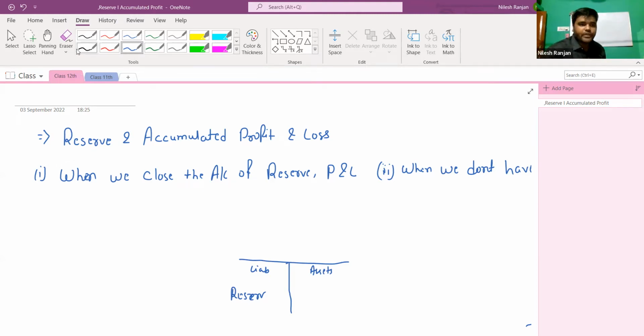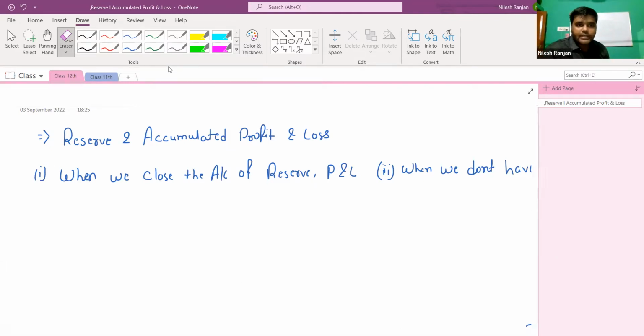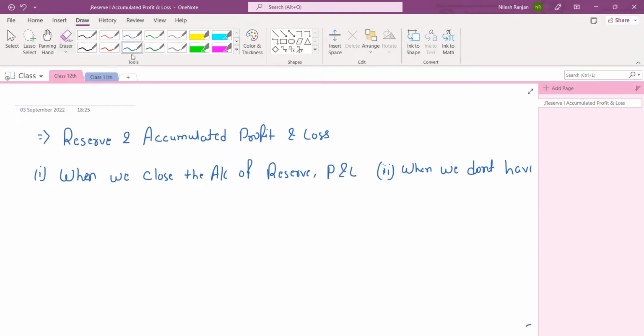Okay, because reserve is part of profit. You understand that? Yes, sir. And as per nominal account rules, profit is to be written on which side? It should be written on the credit side. Yes, that's why reserve balance is always on the credit side.